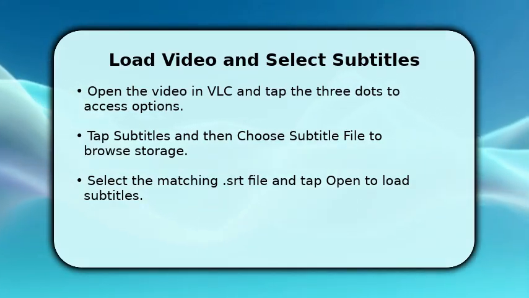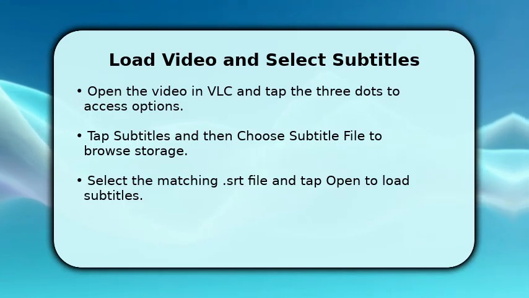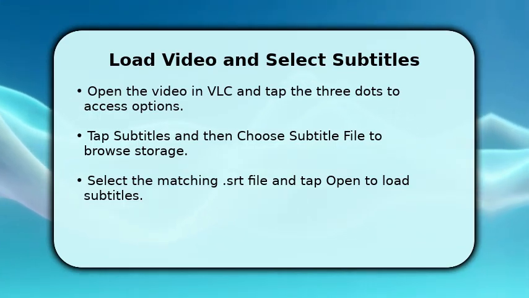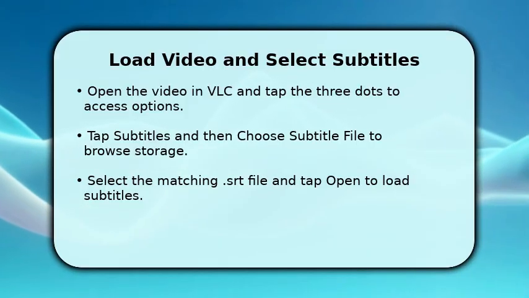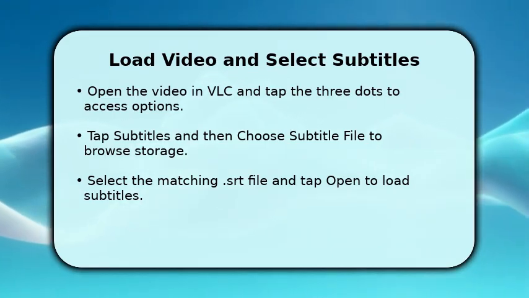While the video plays, tap the three dots in the bottom right to open options. Choose Subtitles from the menu to reveal subtitle controls and loading options. Tap Choose Subtitle File to browse your device storage for the SRT file.